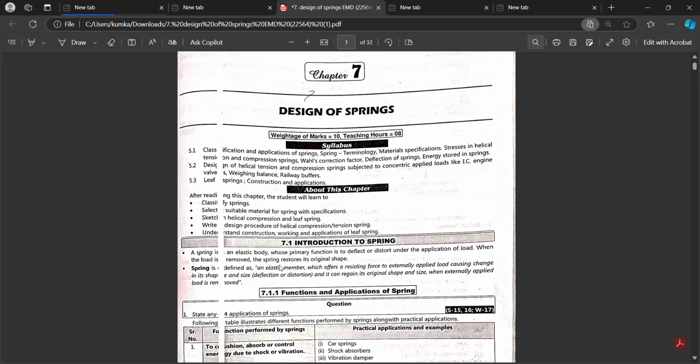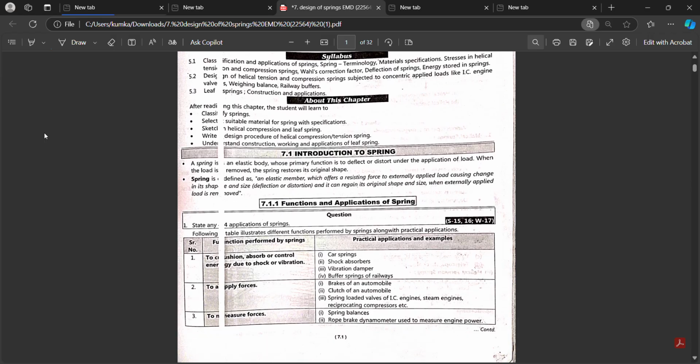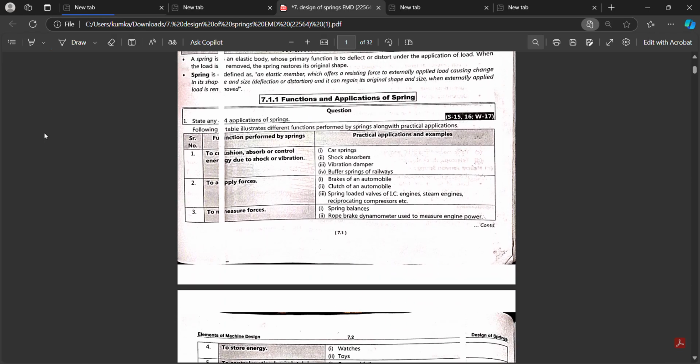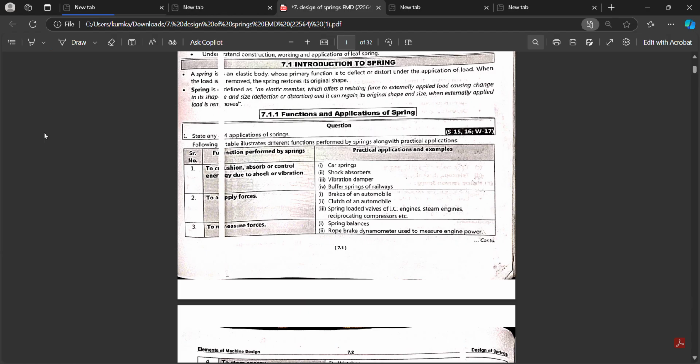There are four to six functions of spring. Why do you use the spring?